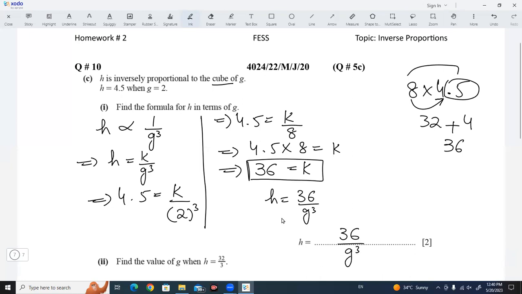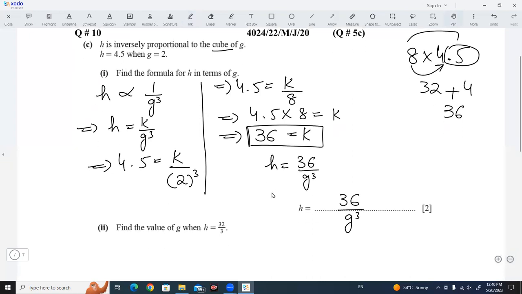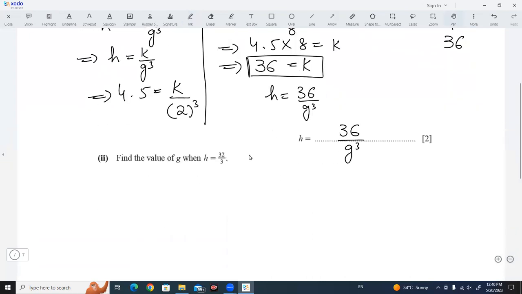So by using this part, we have to solve the next question. Means that we have to find the value of g, write down g as it is when h was 32 over 3. So 32 over 3 equals 36 over g cube. So g cube is basically in the denominator. If you cross multiply, it will change places with 32. So 3 will be multiplied with 36 and it's divided by 32.